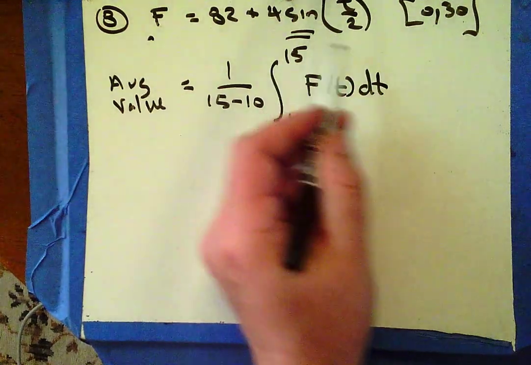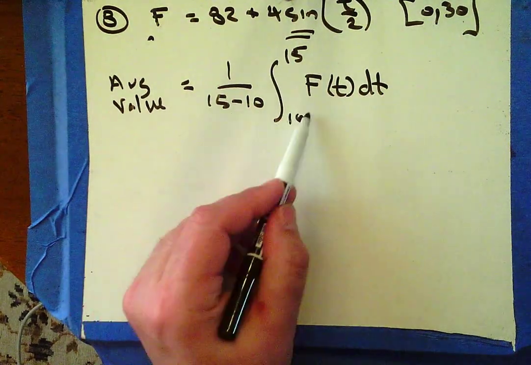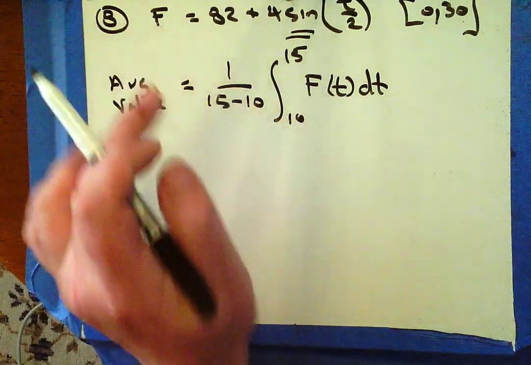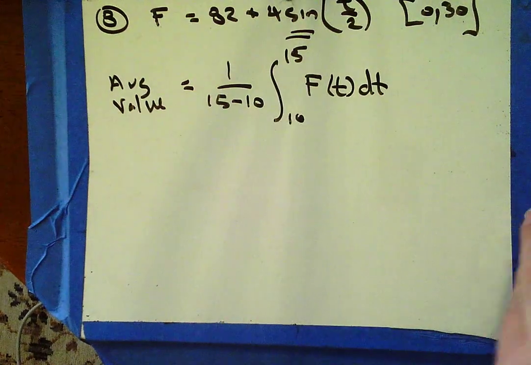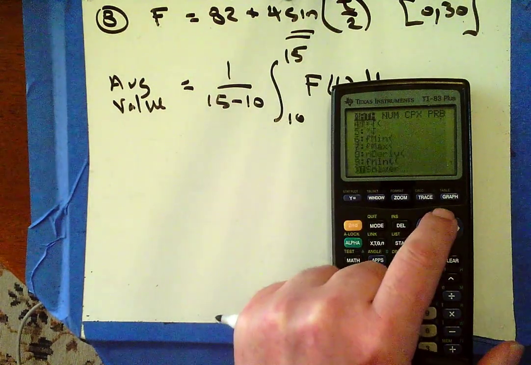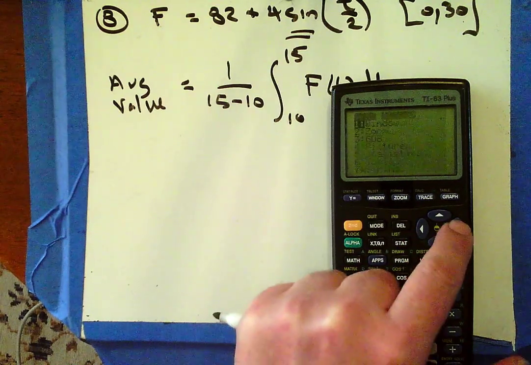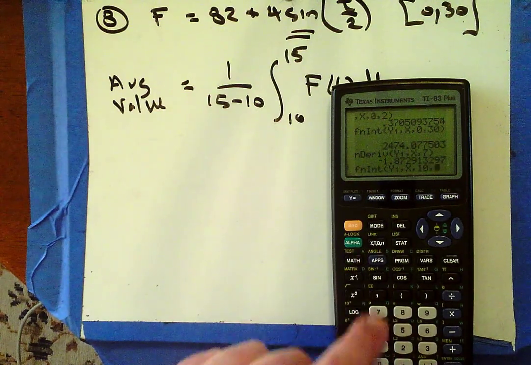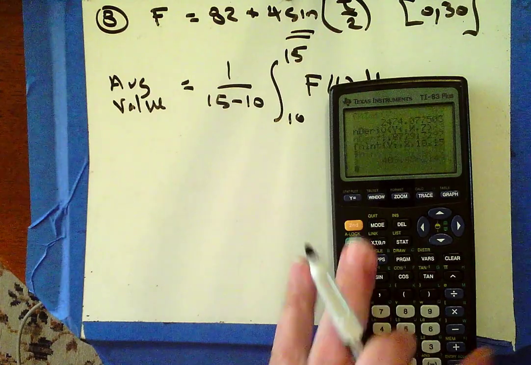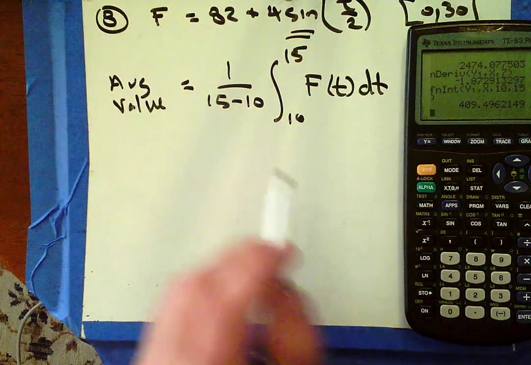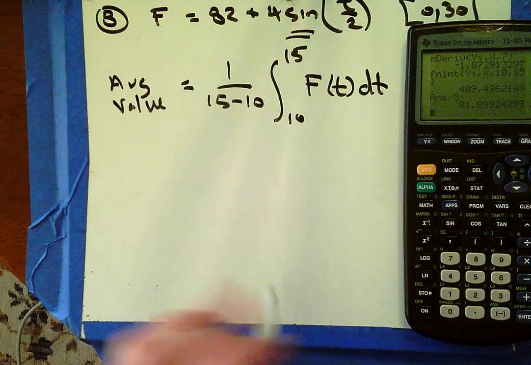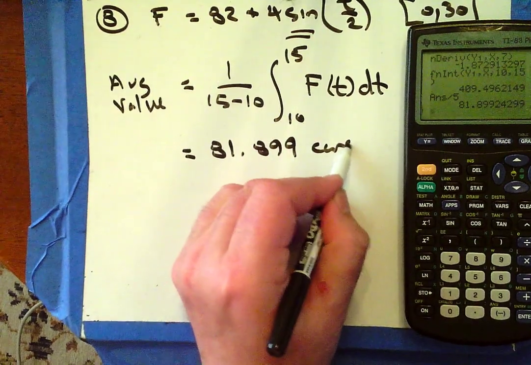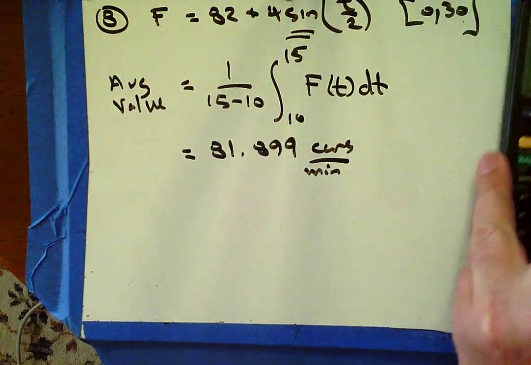Remember, this will integrate to cars. These are minutes, so we'll end up with cars per minute, and those were the units on f, which is why we have the average value of f. We're going to end up with cars per minute here. So if we go back and integrate our y1, but this time we integrate from 10 to 15, we get this number, and if we divide that by 5, I get 81.899 cars per minute. What does it ask me to do with that?